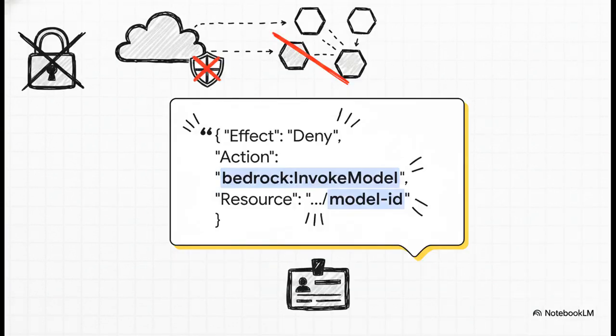Take this, for example. You can use the standard AWS security controls that you're probably already familiar with. This is just a standard IAM policy. And with just a few lines of JSON, you can completely deny access to a specific foundation model for certain users or roles. That's what we mean by fine-grained control.